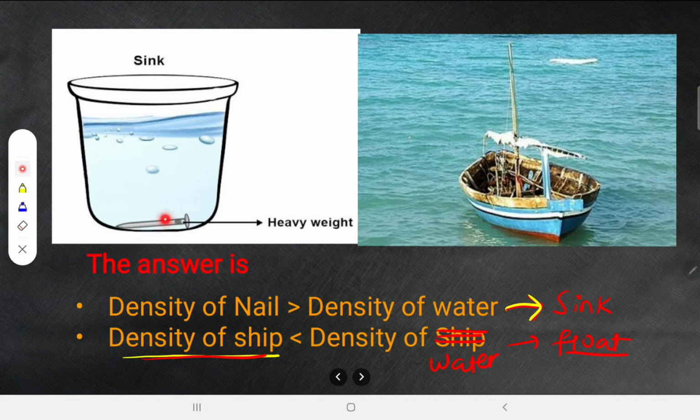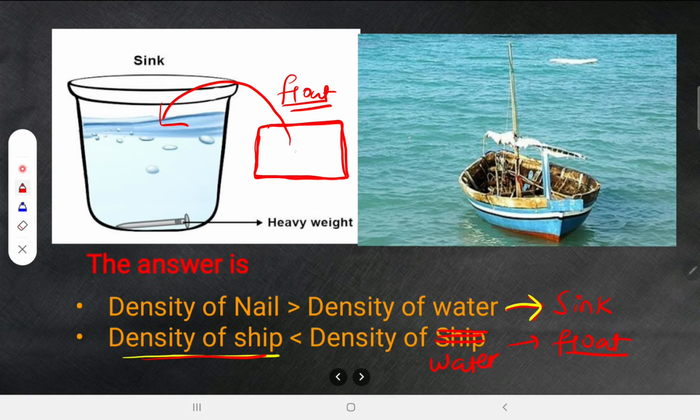Just imagine this nail. If you beat this nail, it can be converted into a sheet, a big sheet like aluminum sheets and aluminum foils. If you make a big sheet like this and put it in water, don't you think it is going to float? Why is it going to float? Because you are distributing the same mass over a large volume.